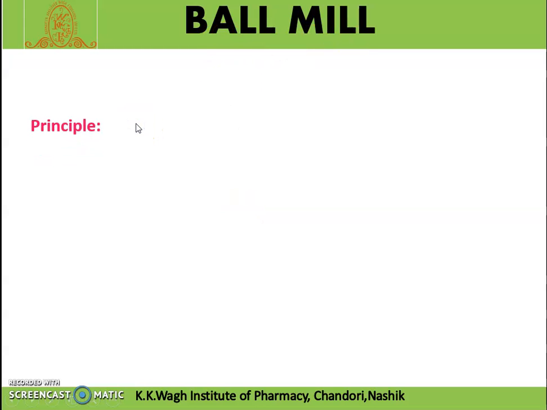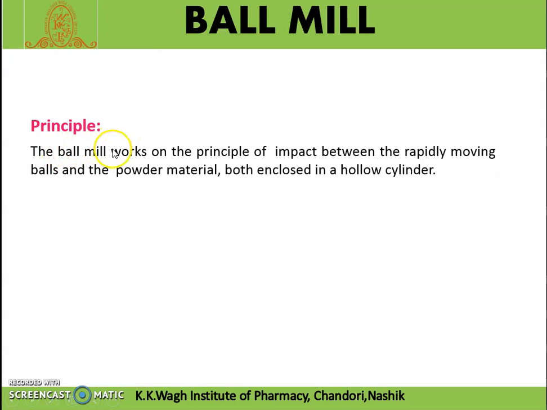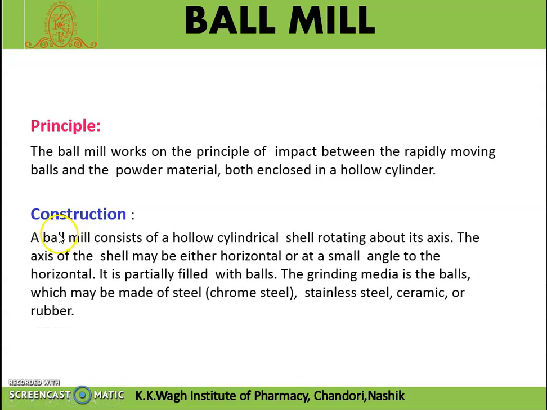The principle behind the ball mill is that it works on the principle of impact between the rapidly moving balls and the powder material, both enclosed in a hollow cylinder. The construction of the ball mill consists of a hollow cylindrical shell rotating about its axis. The axis of the shell may be either horizontal or at a small angle to the horizontal. It is partially filled with balls.